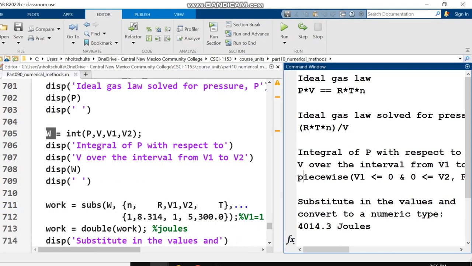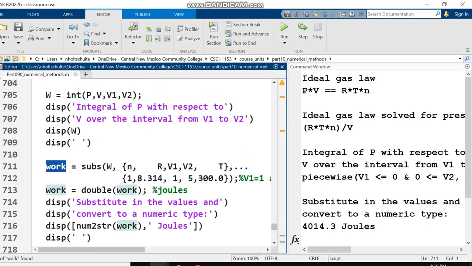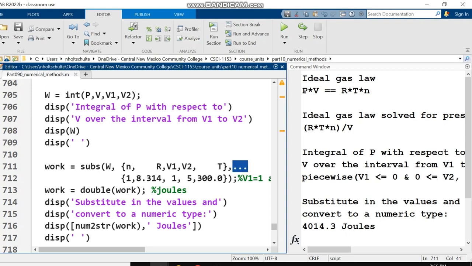Now next, we're going to actually calculate how much work was done by using a substitution, substituting into W, replacing N with 1, R with 8.314, V1 replaced with 1, V2 replaced with 5, and temperature replaced with 300. So all the substitutions are happening in one call to the subs function. I'm using dot, dot, dot to move some of it down to the next line.